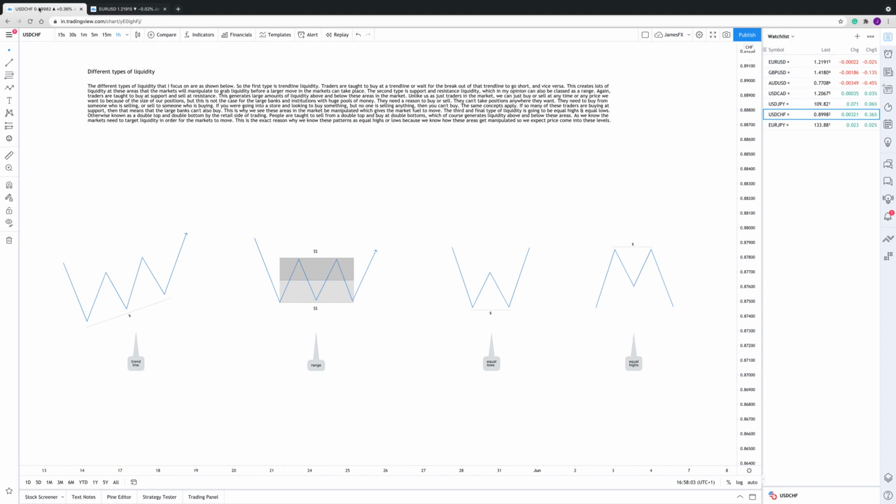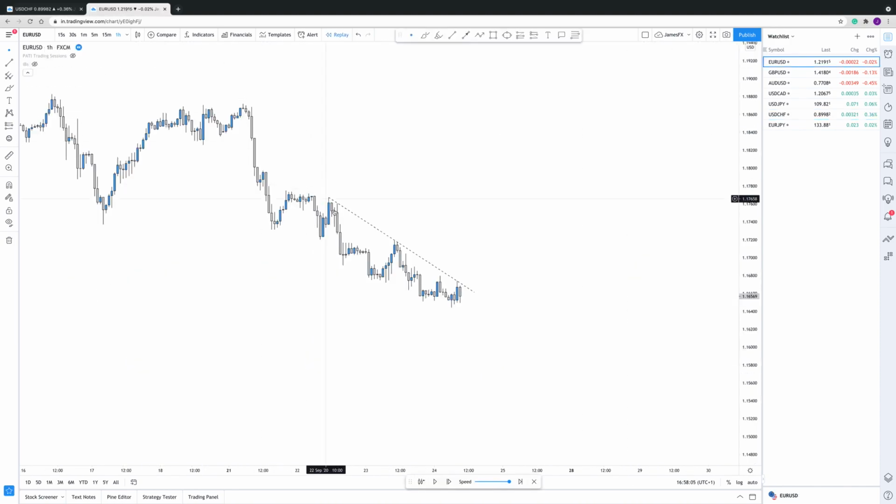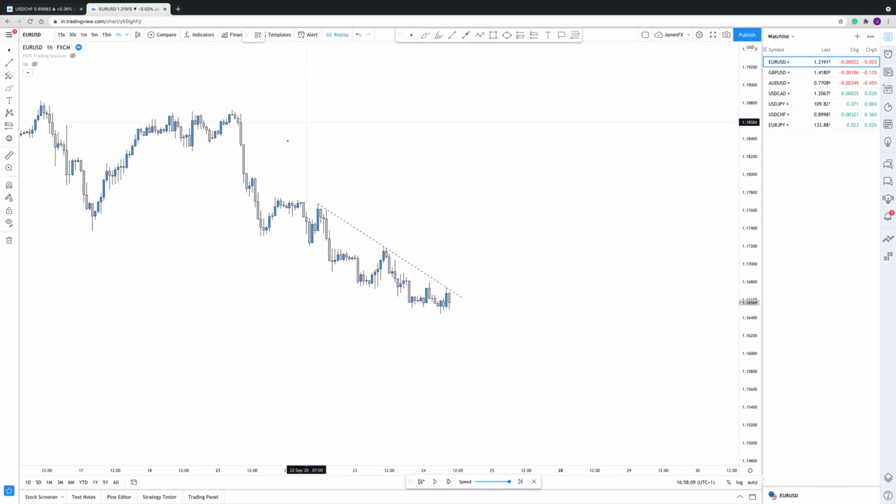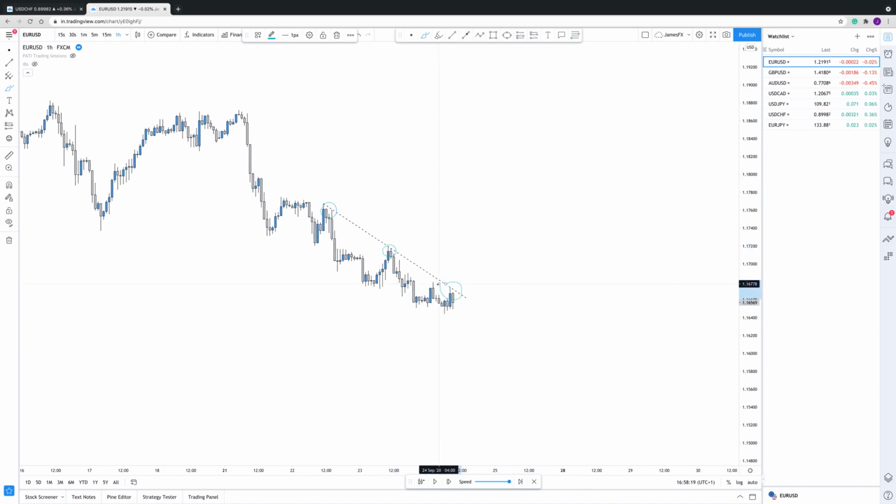So if we jump onto Euro USD, we're going to be looking at a downsloping trend line, for example. You can see we're clearly bearish, putting in these lower lows and lower highs. We have one tap, two taps, and then a third tap of this trend line. And note how the wicks are meeting perfectly.